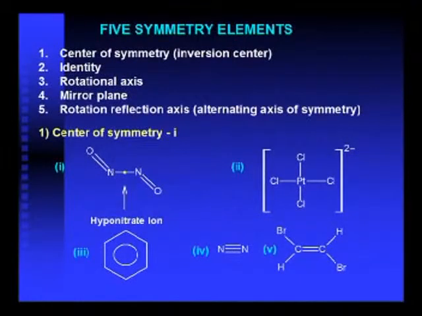So it is a very useful tool for us, namely chemists, to understand the usage of a particular molecule in our day-to-day life. Next we have to see what the different kinds of symmetry elements are that are possible. Actually there are 5 types of symmetry elements. They are: number 1, center of symmetry, which is also called inversion center; number 2, identity; number 3, rotational axis; number 4, mirror plane; number 5, rotation reflection axis, which is also called alternating axis of symmetry. So we have to see one by one what the corresponding symmetry elements are, what their applications are and what their corresponding operations are.